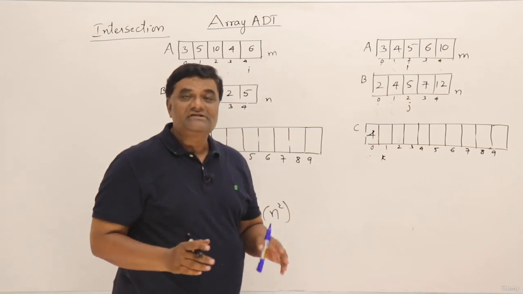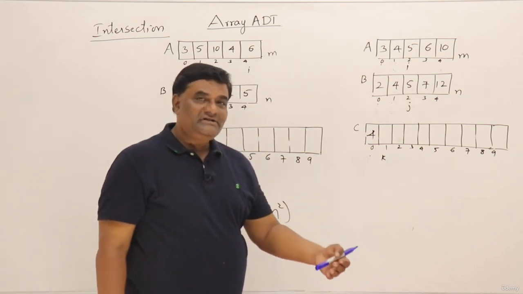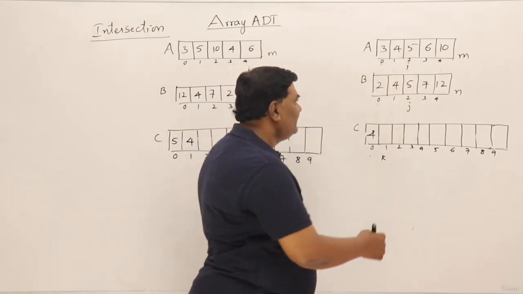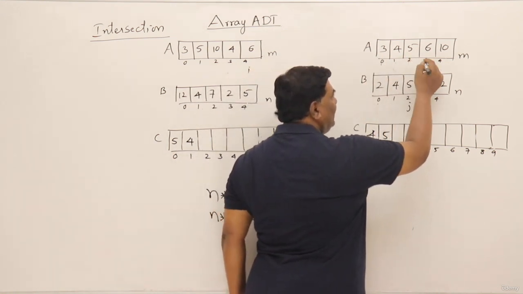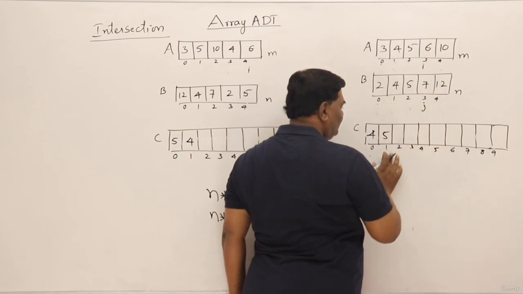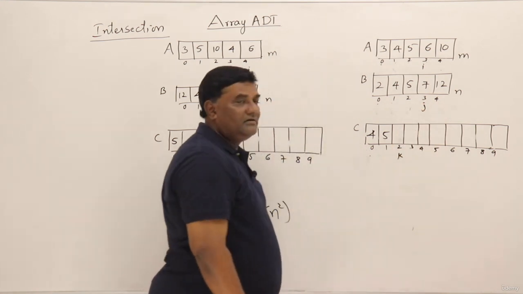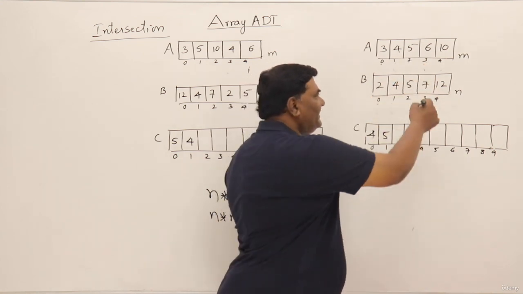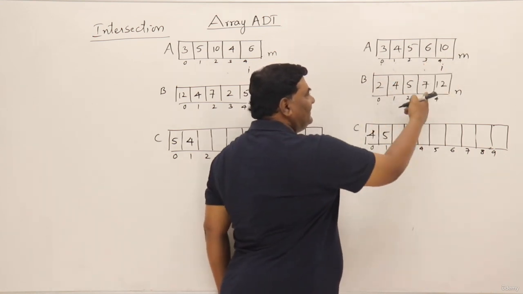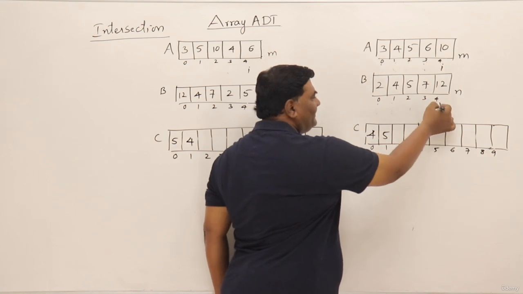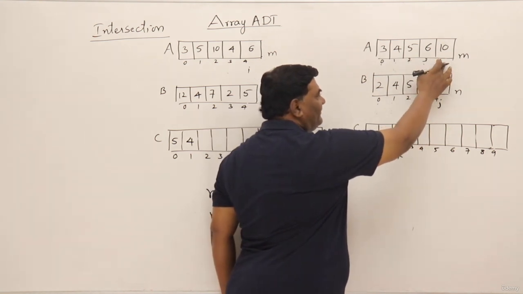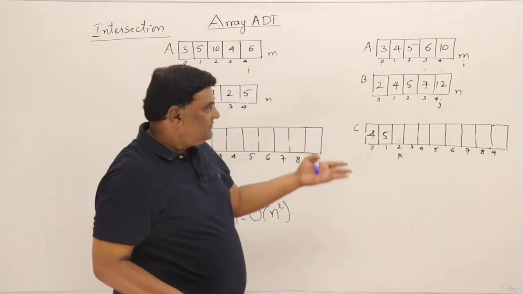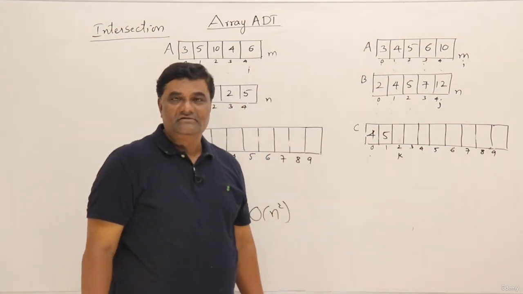This is not merging but similar to merging. So we are using that procedure. Then compare A of i with B of j. They are the same. So copy that 5, move i and move j and move k. Then compare A of i with B of j. 6 is smaller. Move next. Don't copy it. Then B of j is smaller. Move next. Then A of i is smaller. Move next. Finished. That's all. Stop. Don't have to copy anything.